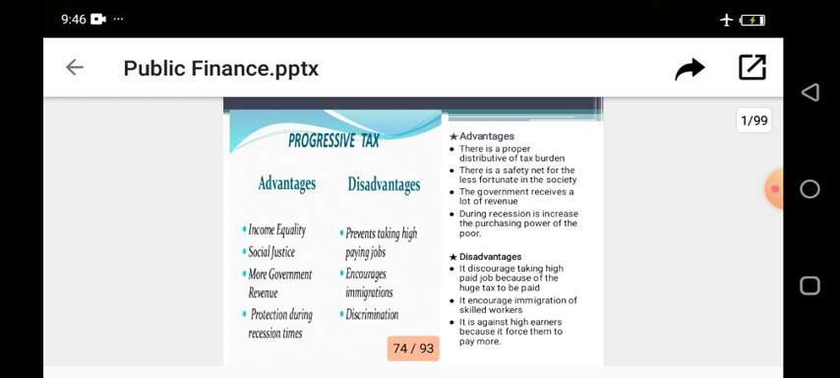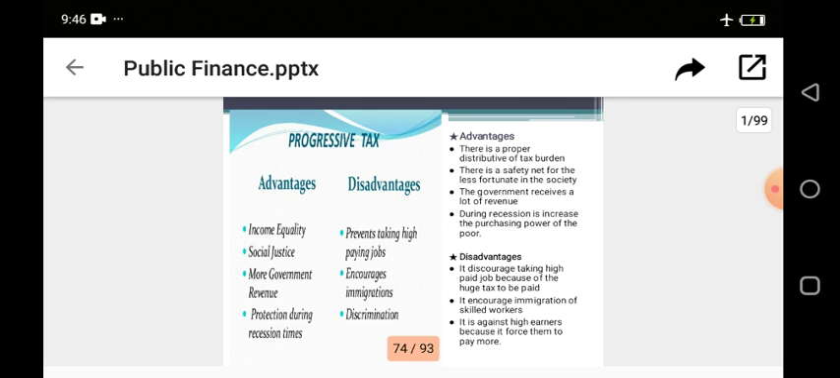So it's a form of discrimination. In what sense? It is against high earners because it forces them to pay more.